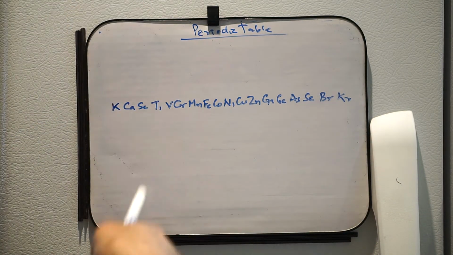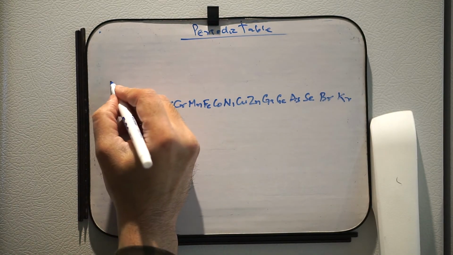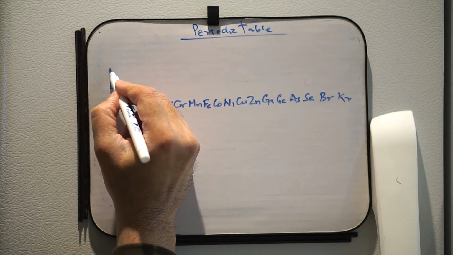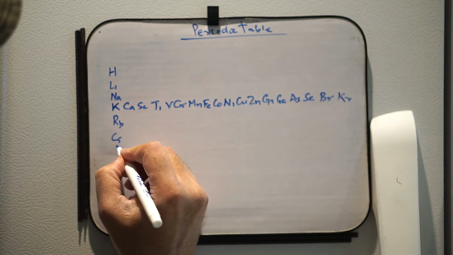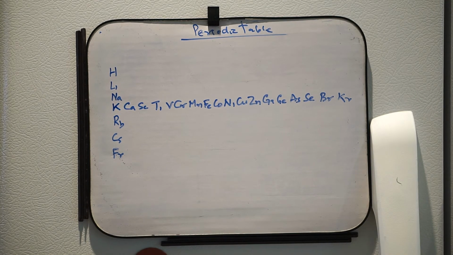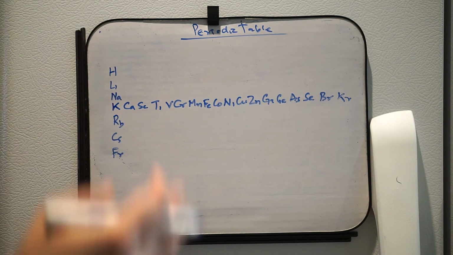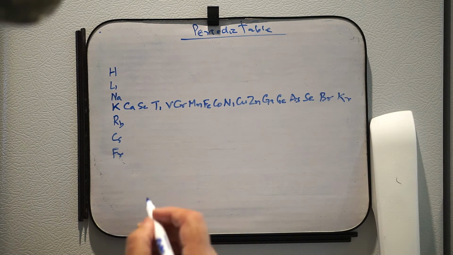Then you work up and down. So sodium, lithium, hydrogen, francium. As you go up and down the columns, these elements are going to have exactly the same properties, or very close. They will have the same number of electrons in their outermost shell. Their configurations will be very similar, and hence the similar properties.